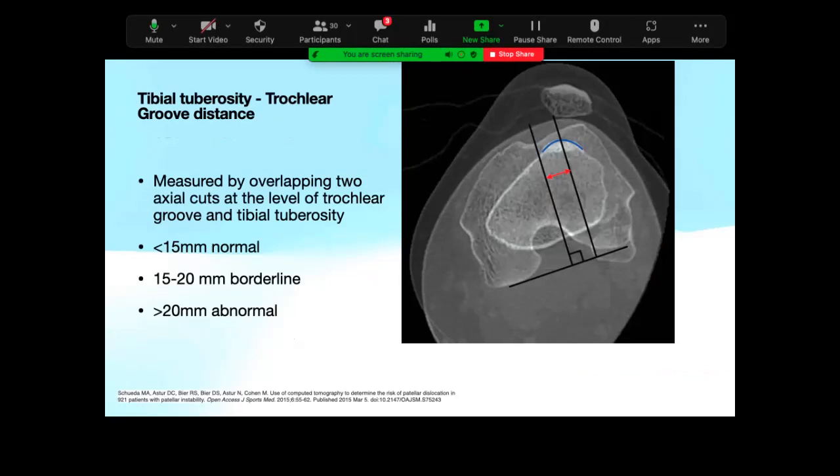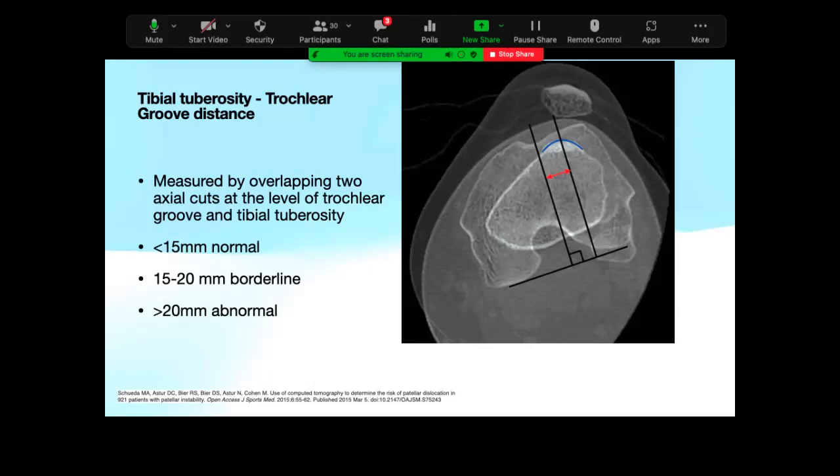The most important aspect that only CT scan can measure over the X-ray is the TTTG distance. In this case, we use two axial sections of the knee joint, one at the level of the tibial tuberosity and the other at the level of the trochlear groove. And we overlap the images.